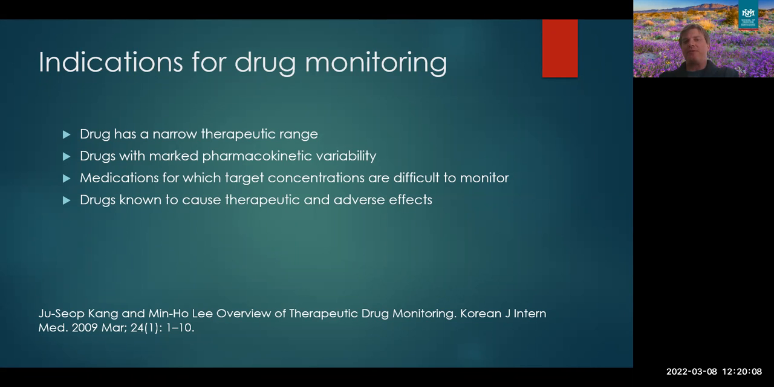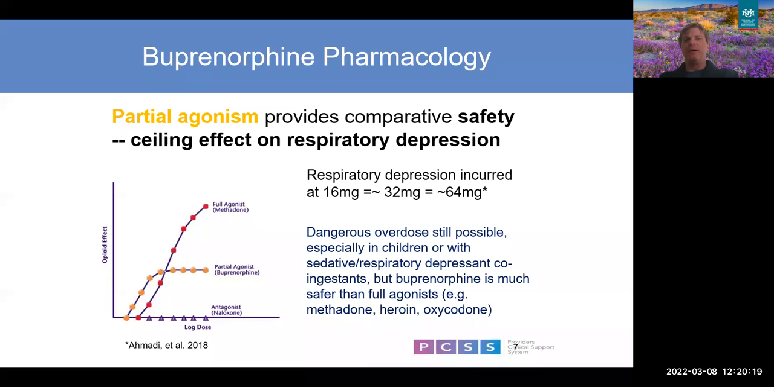And then if we have therapeutic or adverse effects, things like phenytoin fall into this category, where they start getting toxic and we start having some adverse effects from it. This is taken from the PCSS course, and as a reminder, buprenorphine is a partial agonist at the mu receptor, and while we get respiratory depression, we get a plateau response.